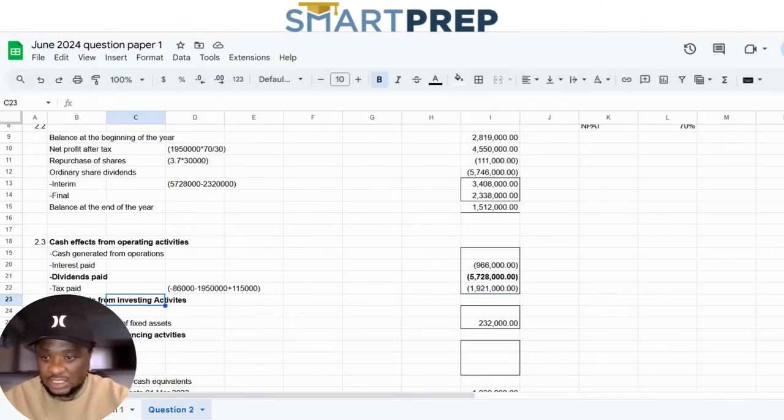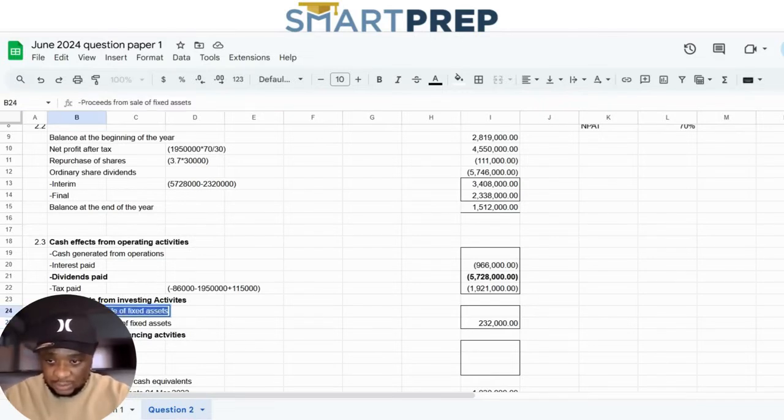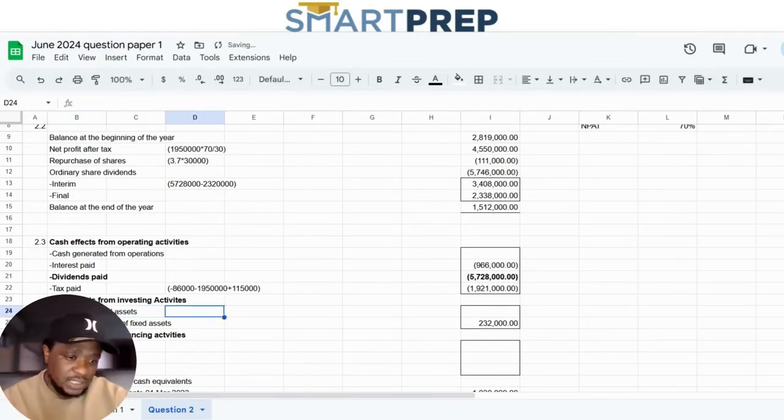Okay, and then we'll move into number 2. So we have cash effects from investing activities. So it proceeds from sale of fixed assets. And the next thing, therefore, is going to be not the sale, but the purchase of fixed assets. So purchases of fixed assets, let's look at that in detail. So let's see then if we can work that out.